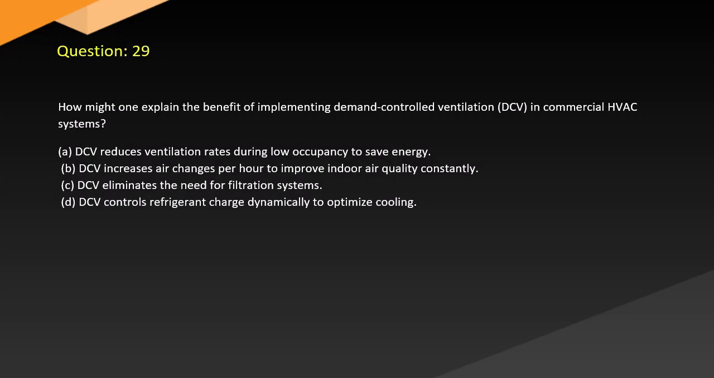Question 29. How might one explain the benefit of implementing demand-controlled ventilation (DCV) in commercial HVAC systems? A. DCV reduces ventilation rates during low occupancy to save energy. B. DCV increases air changes per hour to improve indoor air quality constantly. C. DCV eliminates the need for filtration systems. D. DCV controls refrigerant charge dynamically to optimize cooling.